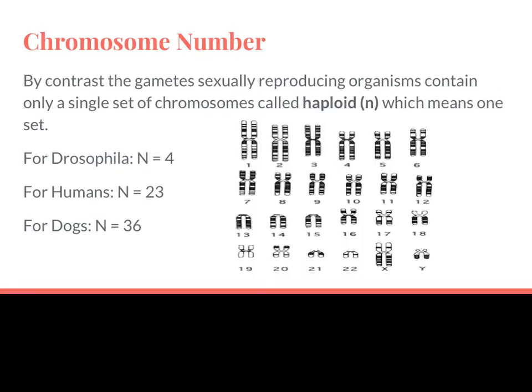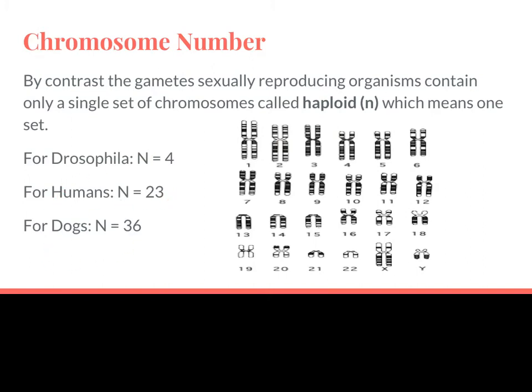By contrast, sexually reproducing organisms contain only a single set of chromosomes called haploid. I always think of haploid as half, which means one set. So for fruit flies, diploid was 8, and N, which we classify as haploid, would be 4, half of it. For humans, N would be 23.